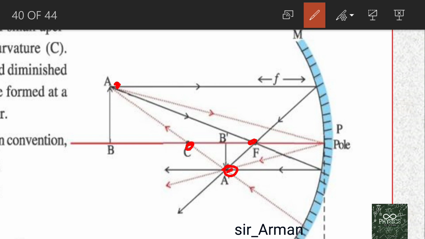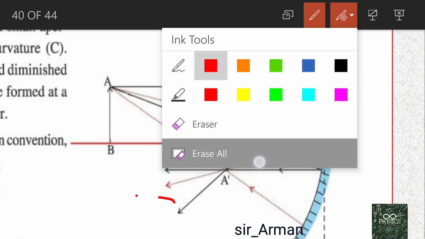This is case number 2 of a concave mirror, and the image obtained is real and inverted because it is obtained on the left of the mirror. So if we place a screen here, we can obtain it on the screen. So it is real and inverted, and also it is diminished, that is, compared to the size of the object it is smaller. Now you have to consider some triangles here.